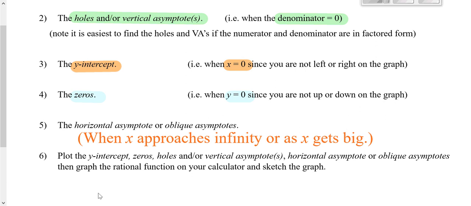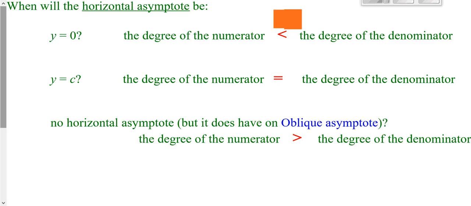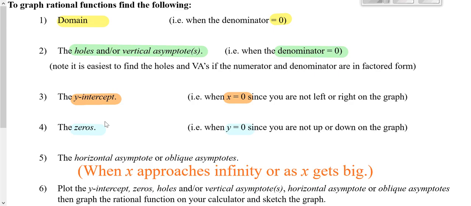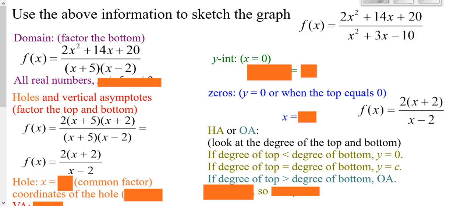Then you want to check to see if you have a horizontal or oblique asymptote. That's what you get when you plug in really big numbers for x. And that's what we were doing right here with this and on the previous slide. Then you want to go ahead and plot all that. Plot your hole, plot your vertical asymptote, plot any horizontal asymptote, plot your y-intercept, plot your zeros, and then you can put it into your calculator and hit graph. So we want to find all that information for this particular problem here.